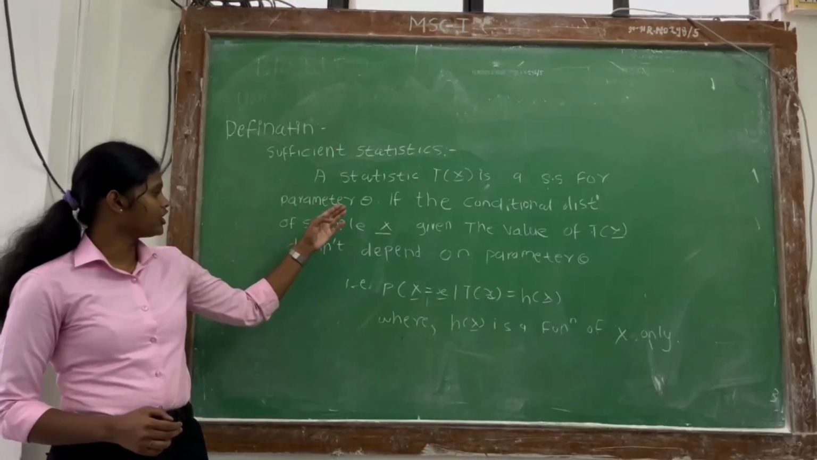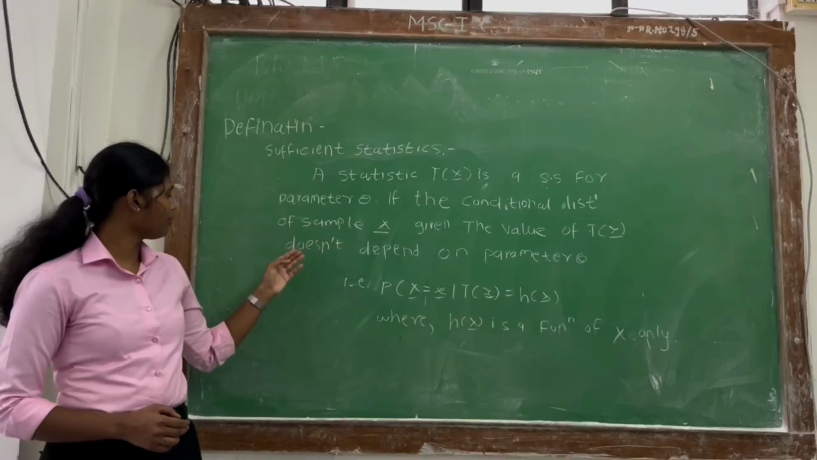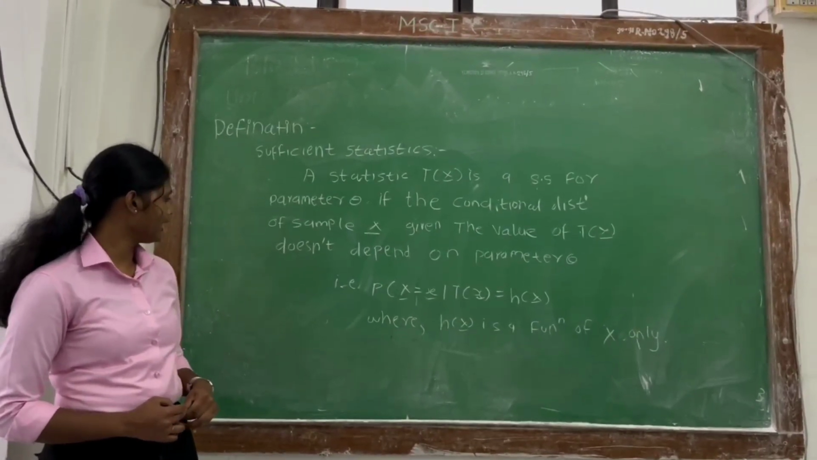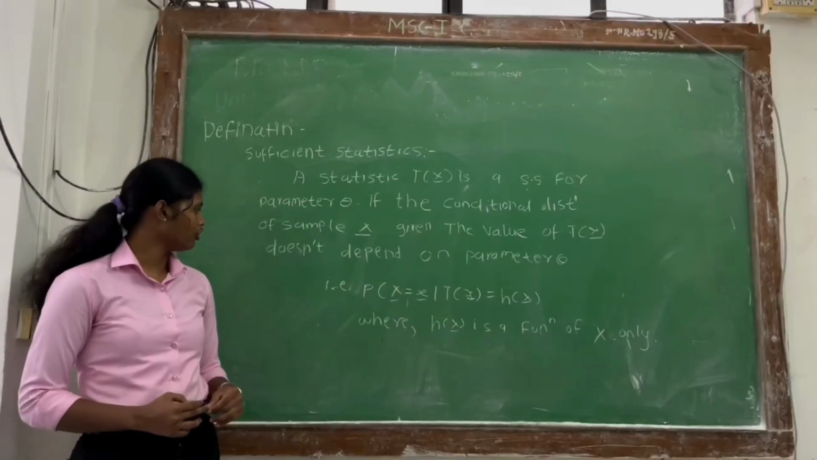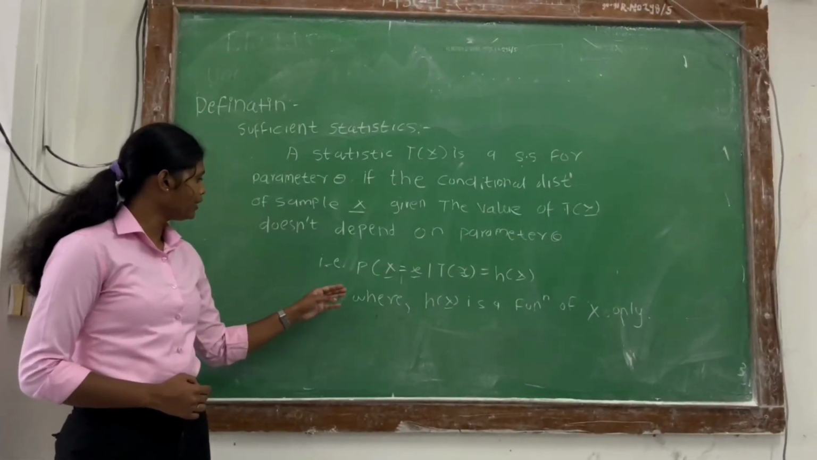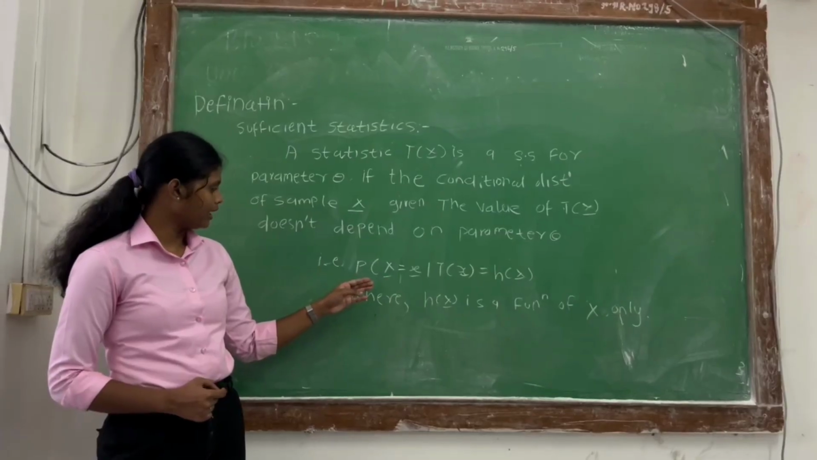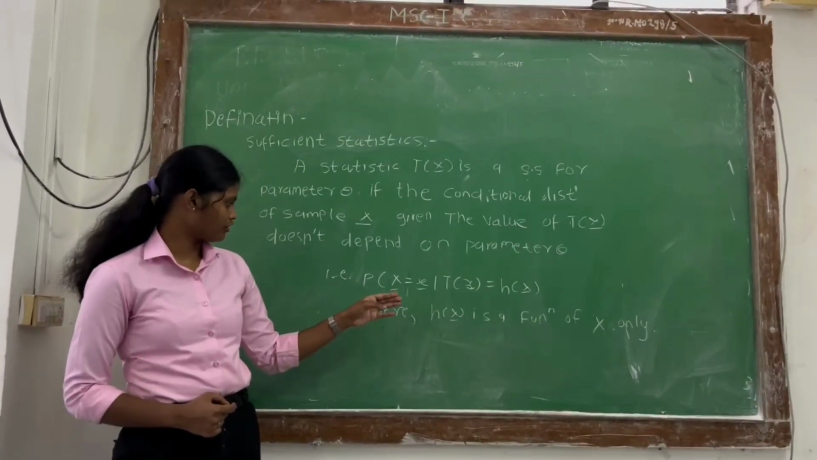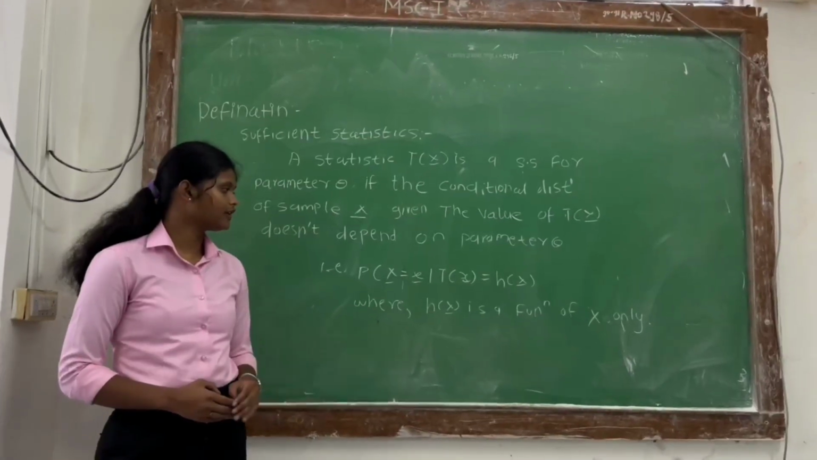So first we are going to see the definition of sufficient statistics by the conditional probability. A statistic P of x is a sufficient statistic for parameter theta if the conditional distribution of sample x bar given the value of P of x does not depend on the parameter theta. That is, probability of capital X bar is equal to small x bar given P of x is equal to h of x, where h of x is a function of x.